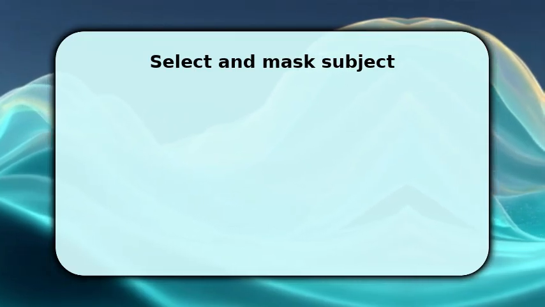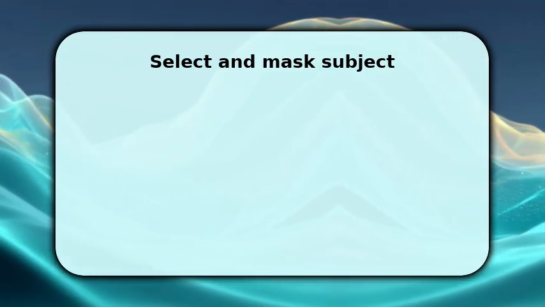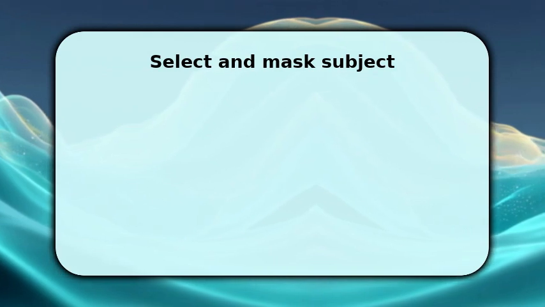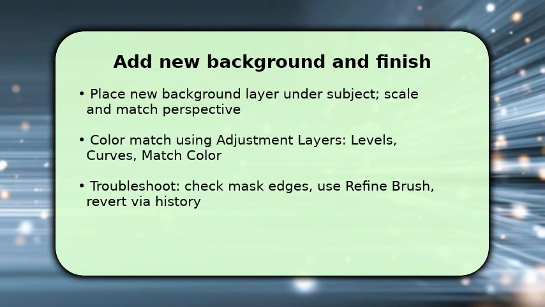Make sure to paint the mask with a soft brush at 100% opacity for hard edges or lower opacity for gradual blends. This creates a clean separation between subject and background. You'll place the new background beneath the masked subject and transform it to match scale and perspective.